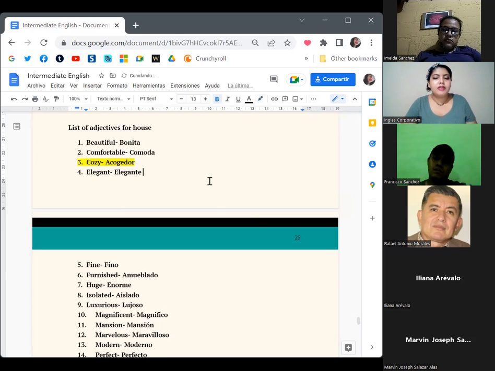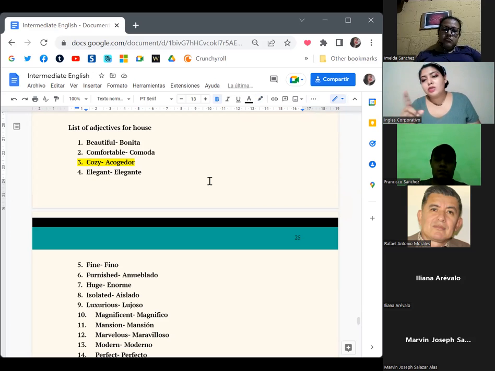Acogedora. ¿Cómo describimos una casa acogedora? And it says a cozy house is a small, comfortable, and warm house. Dice que una casa acogedora es pequeña, cómoda, y tibia o calientita. It is usually clean and tidy, que está ordenada y limpia.